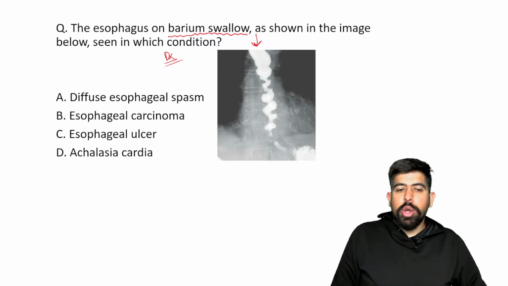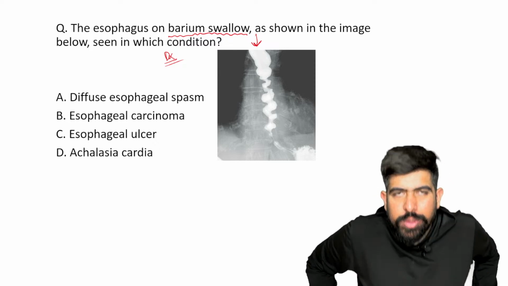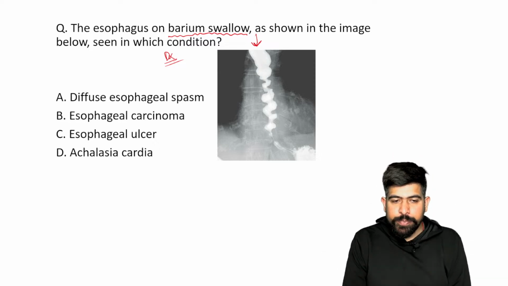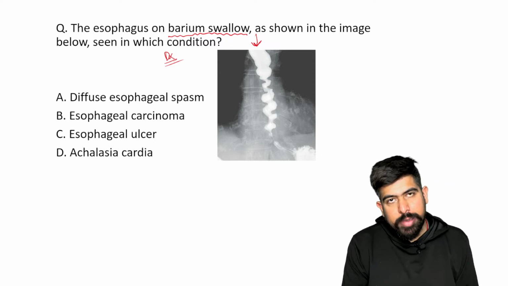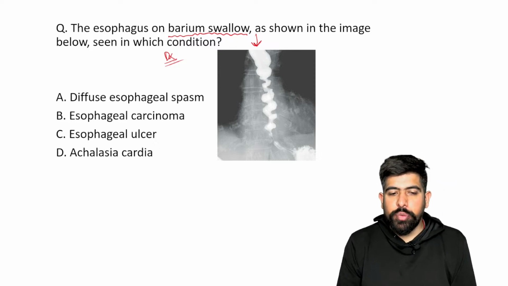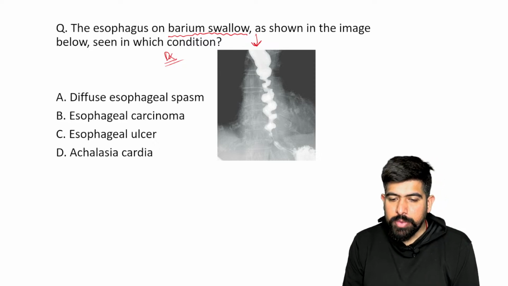So options are given to you. Option A is DES, which is diffuse esophageal spasm, and option B is esophageal carcinoma. Option C is esophageal ulcer, and option D is achalasia cardia.